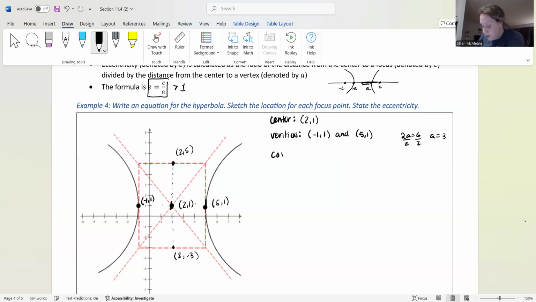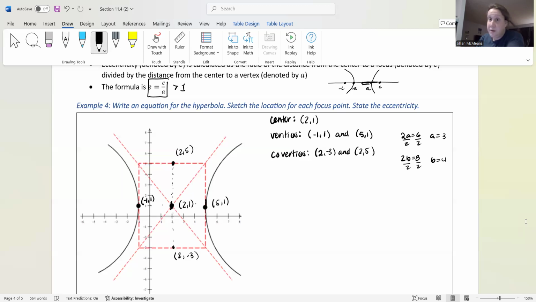Now, for the co-vertices, we have ordered pairs of 2, -3, and 2, 5. So what would I have to do to get from -3 to 5? Well, I would have to go 8 units total. So I could say 2 times B equals 8. Divide by 2, divide by 2, we get that B is equal to 4.